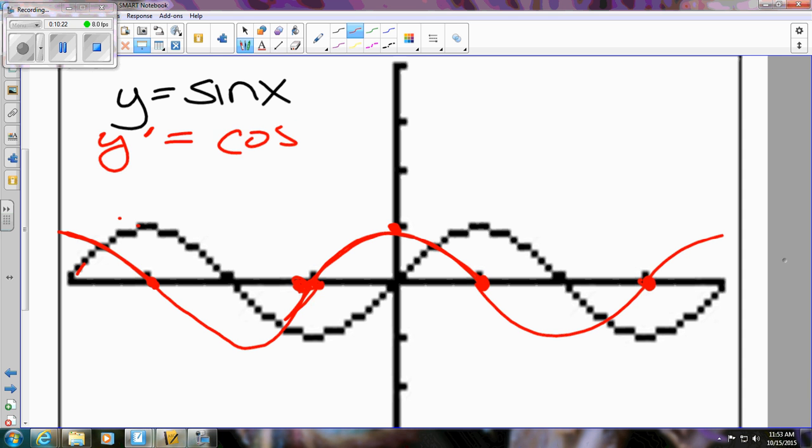What? Is that true? Is the derivative of... see that coming? I did not see that coming. Did anyone see that coming? Oh, sorry.